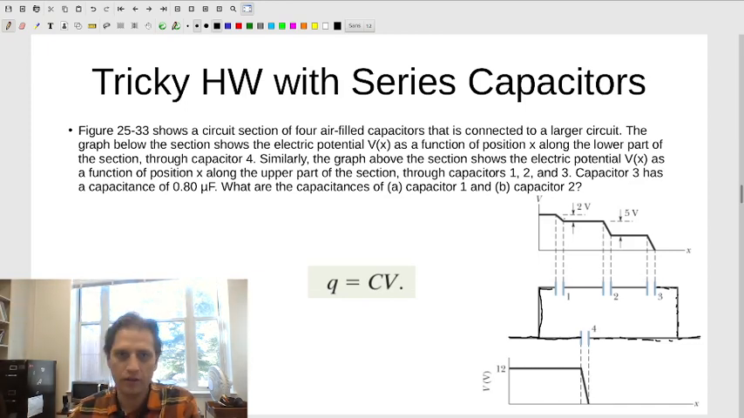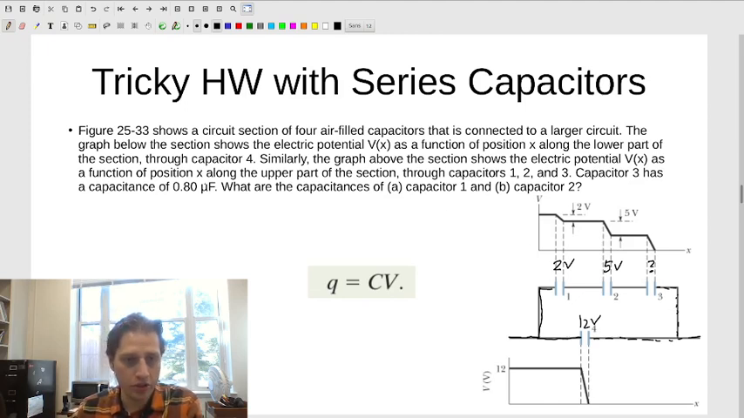Oh wait, they give me some. All right, so they say the total potential drop over 4 is 12 volts, and the potential drop across 1 is 2 volts, the potential drop across 2 is 5 volts, and then they don't give me the potential drop across this one.